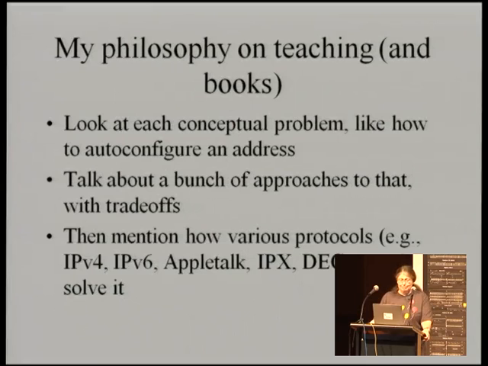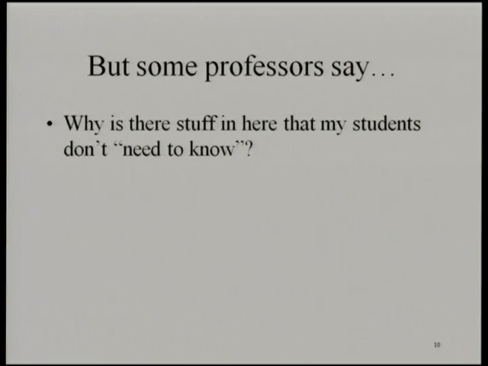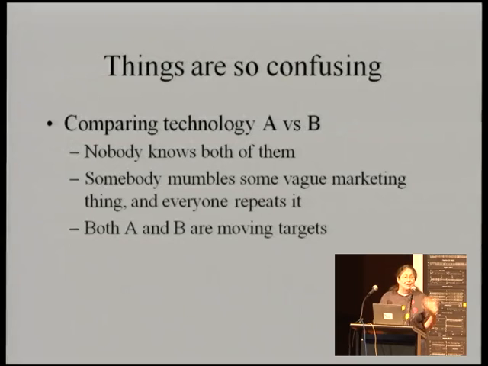My philosophy on teaching and on books is that you look at a particular conceptual problem, like, hey, you plug into a network, how do you get an address? And I say, well, here's 7 different ways that I can think of, here are the trade-offs between them, and then I'll say, and by the way, IPv4 does it this way, IPv6 does it this way, AppleTalk did it this way, IPX, DECnet, etc. But some professors say, why is this stuff in there that students don't need to know? As if students have a very, very small brain, and if you fill it with any facts that a recruiter is not going to ask on a checklist, it's wasting space. But I will continue doing it that way. I mean, there's a lot of professors that do like the way that it is, but I wish more things would be taught that way.